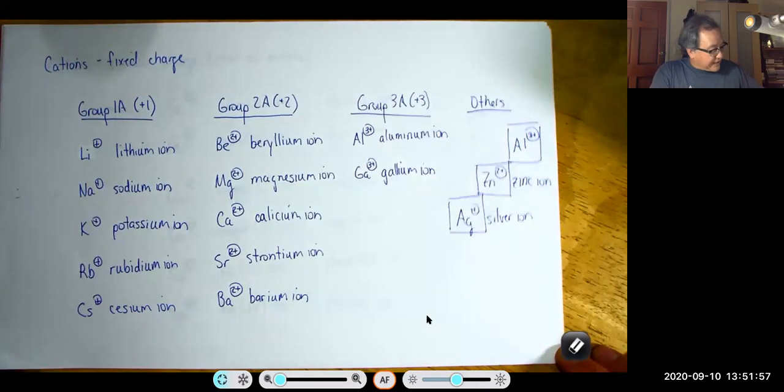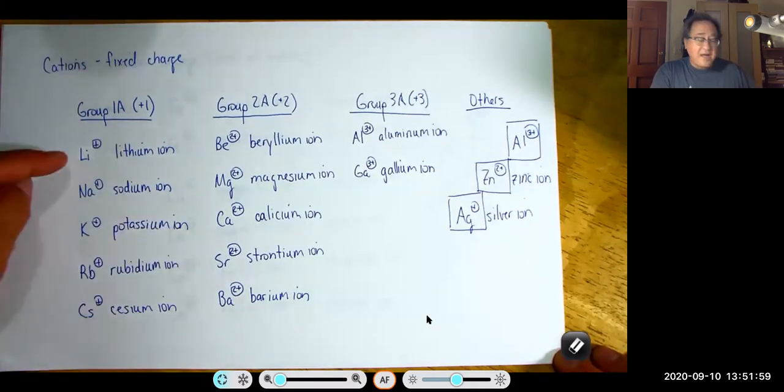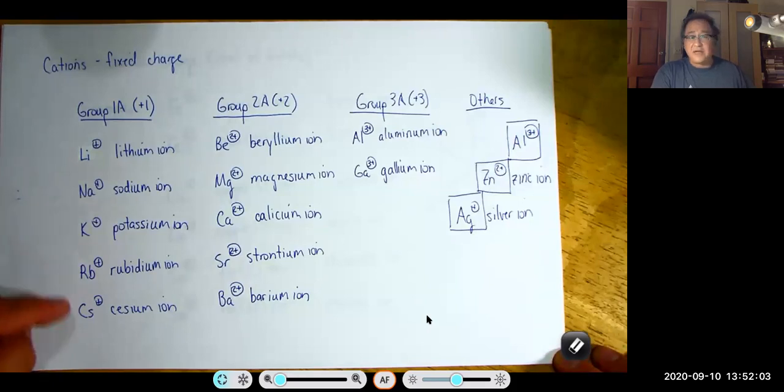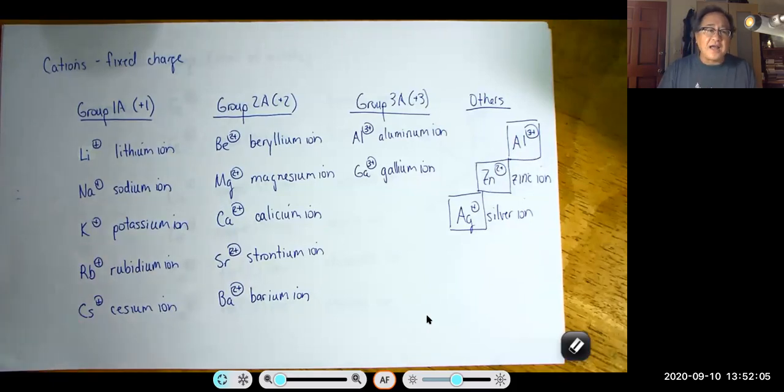So if we take a look at the names of these, this is lithium ion, sodium ion, potassium ion, rubidium ion, and cesium ion. We have to use the term ion because if we say lithium, that's a neutral atom of lithium. Lithium ion is the cation.